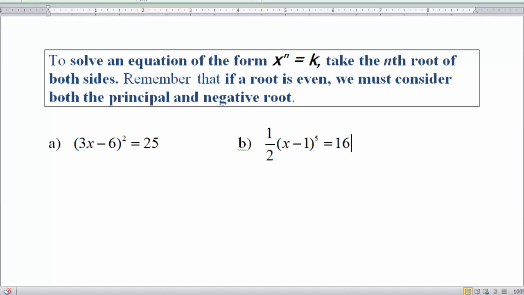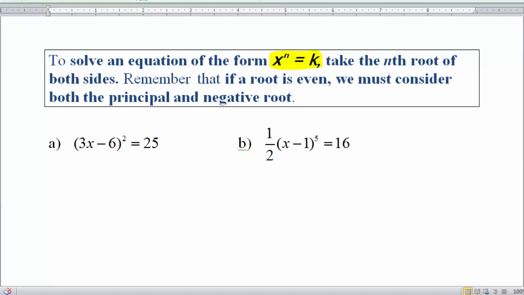So here you have equations of the form x to a power equals some constant k, right, some number k. How would you solve for x? You just undo the nth power. So what's the opposite of the nth power? It would be the nth root.